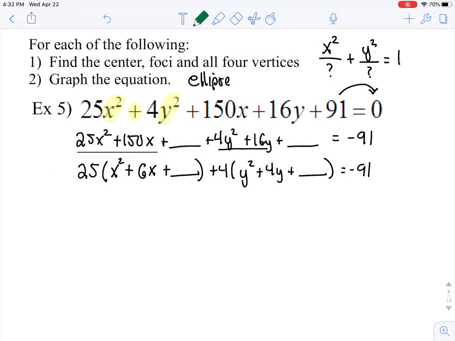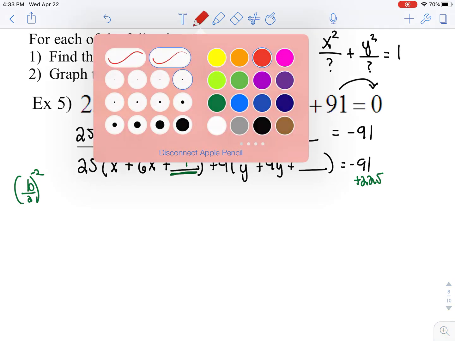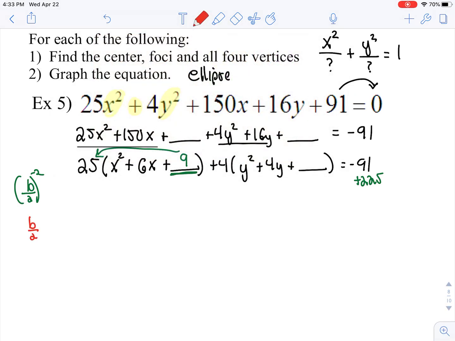Then inside here, I'm going to be making a perfect square trinomial. So I'm going to be taking my b value, dividing it by 2 and squaring it. That's going to be a 9. And then remember that I'm going to have to add a corresponding term to the other side. But technically, this 9 is actually being multiplied by the 25. So I'm actually going to be adding 225 to the other side. Then I'm going to have to do the same thing with the y's. I'm going to take that b value, divide it by 2, and square it. That's going to be 4. Since that's technically being multiplied by this one, I'm actually going to add 16 to the other side.